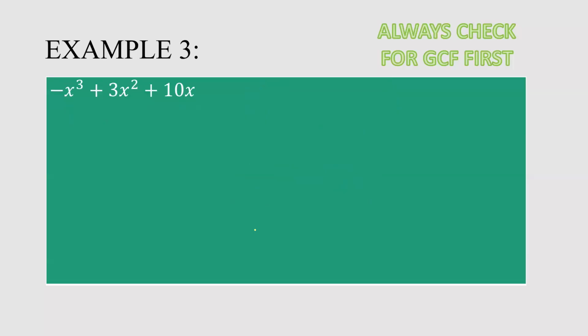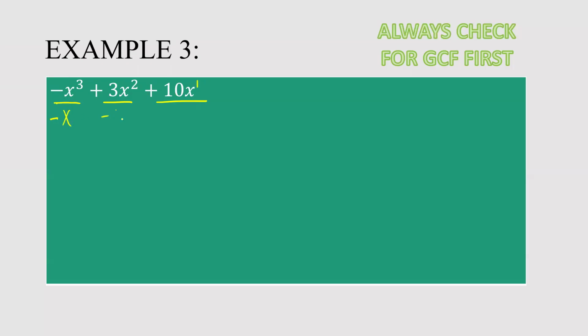Okay. All right. In our last box, we have negative x cubed plus 3x squared plus 10x. All right, we're going to talk about this one. So we previously said that if your leading coefficient is negative, what does that make your GCF? It makes your GCF negative. If your leading coefficient is negative, then your GCF is also negative. This time, we don't have a numerical GCF. We have a variable GCF. Do we see that? So my variable GCF is just x.